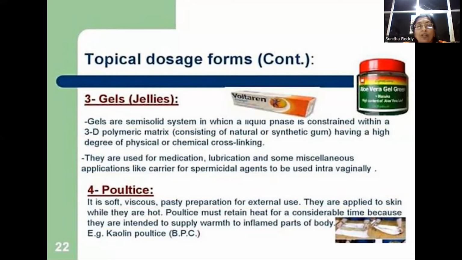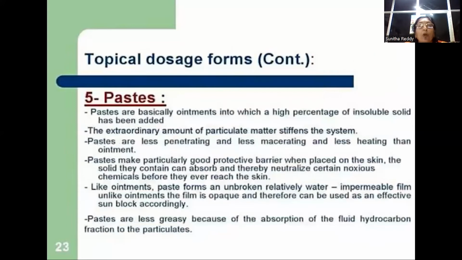The other one is a poultice. A poultice is a soft viscous pasty preparation for external use. They are applied to the skin while they are hot. A poultice must retain heat for a considerable time because it is intended to supply warmth to an inflamed part of the body. An example is kaolin poultice.